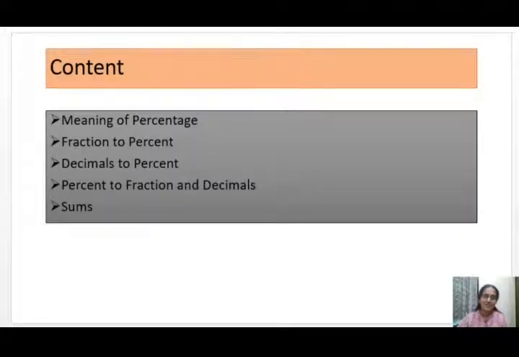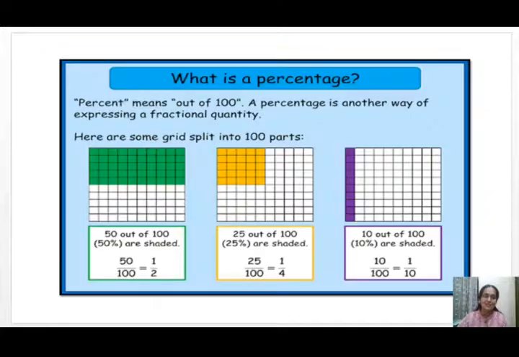Today we will see what percentage means. We will learn to convert fractions to percent. We will convert decimals to percent. We will convert percent to fractions and decimals, and we will solve the sums based on the percent concept.